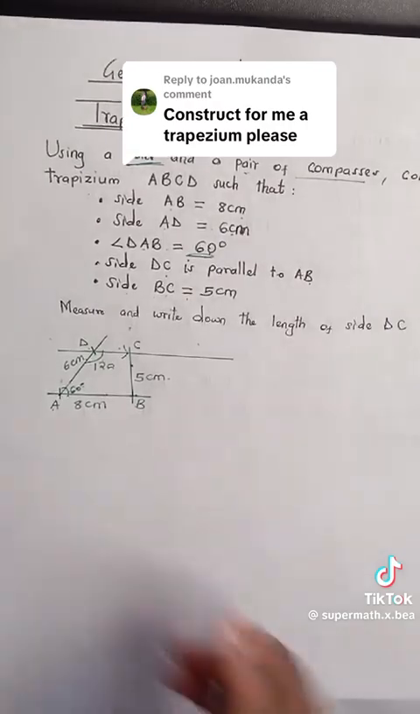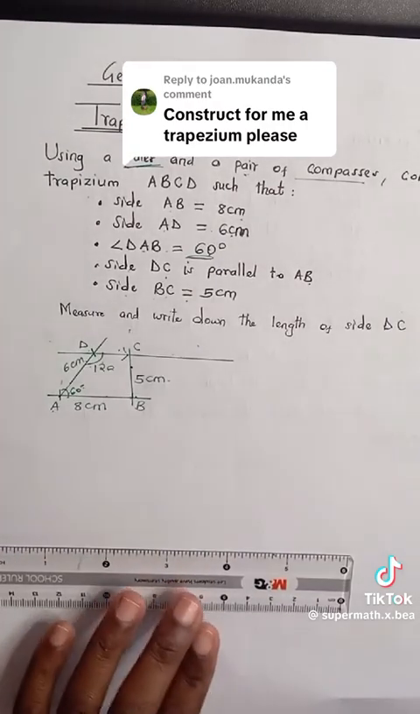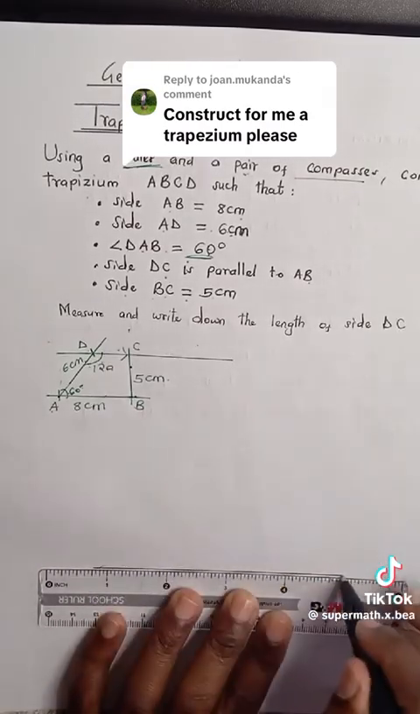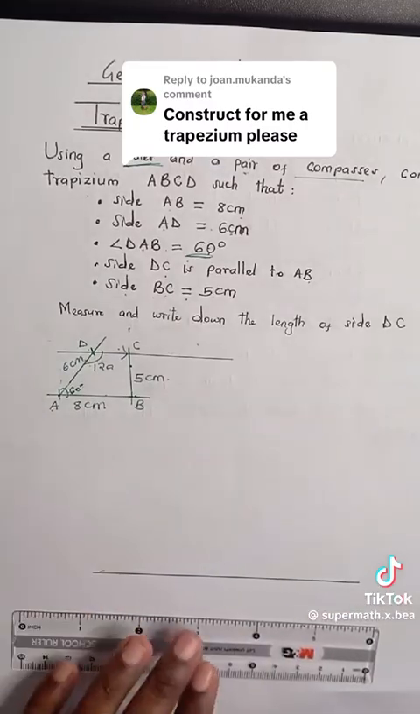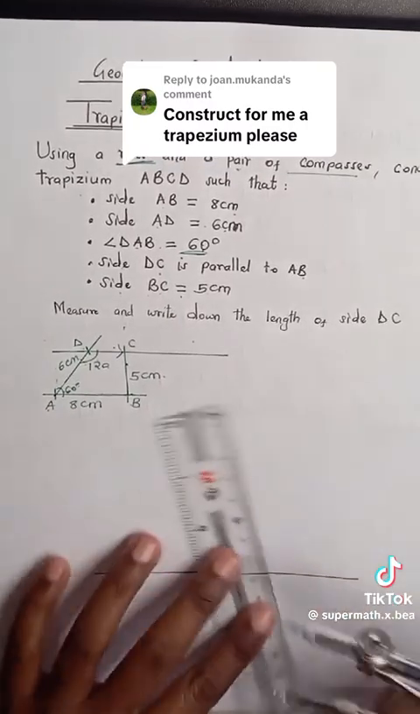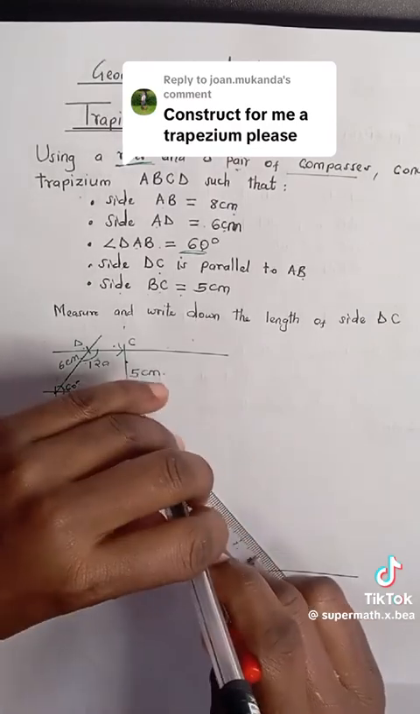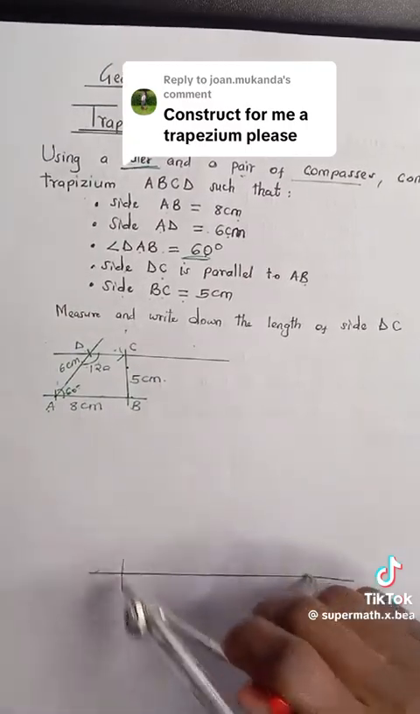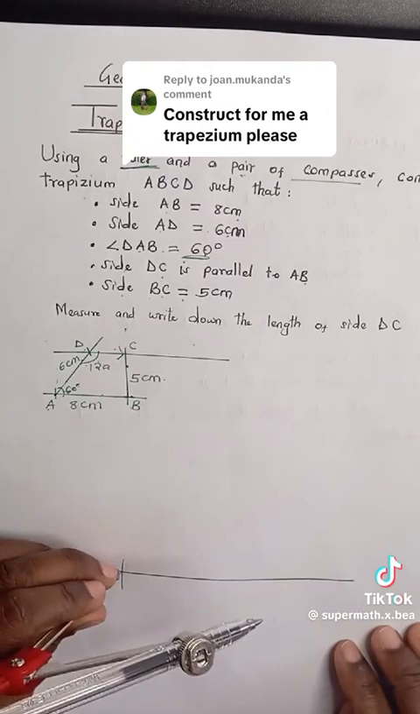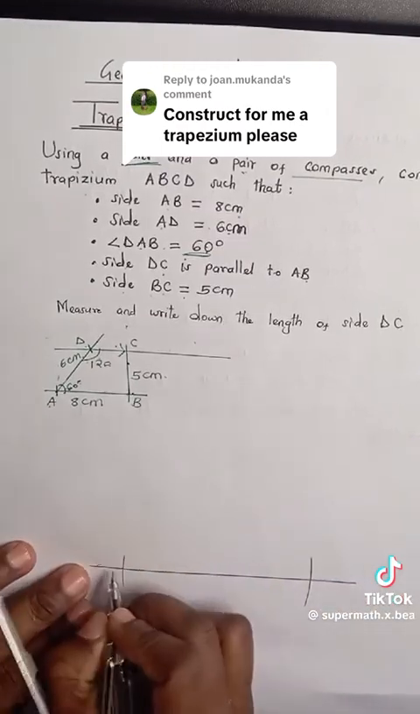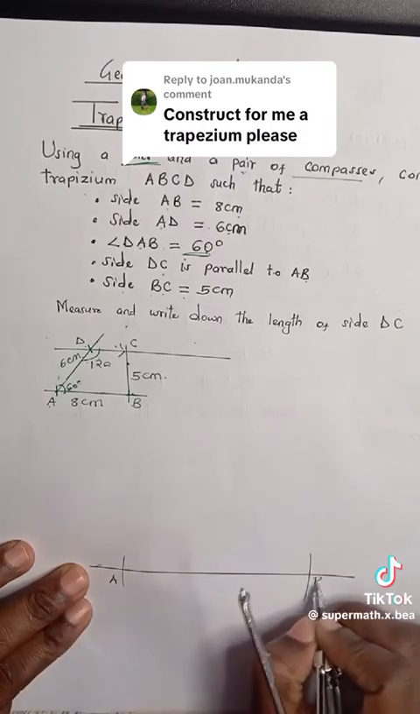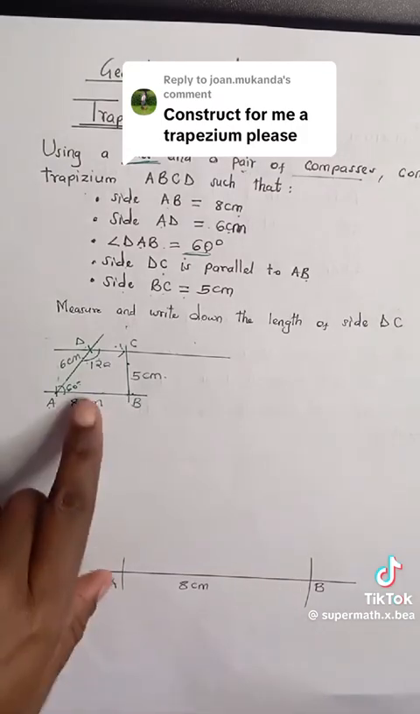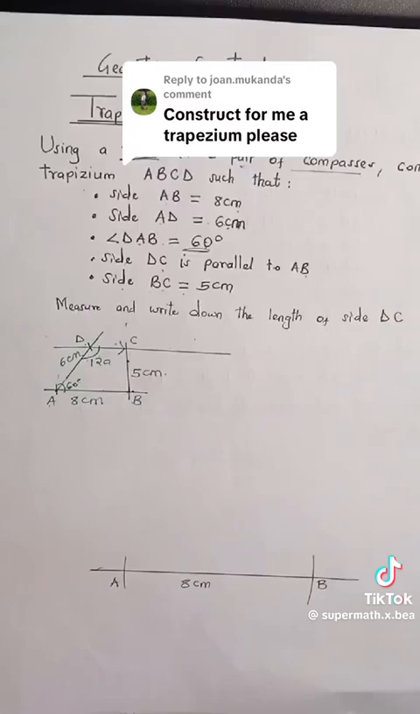Now let's construct it. First we start by drawing the horizontal line AB, and we are given the measurement as 8 centimeters. We measure 8 centimeters using our ruler. That's how you make your 8 centimeters, and this is A, this is B. Next we construct the 60 degrees at angle A.